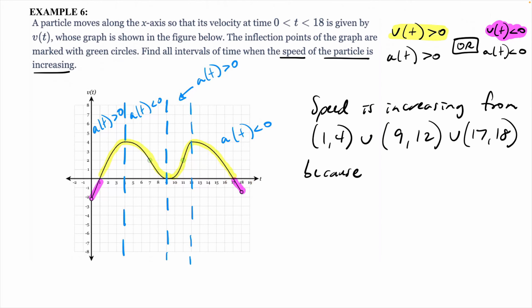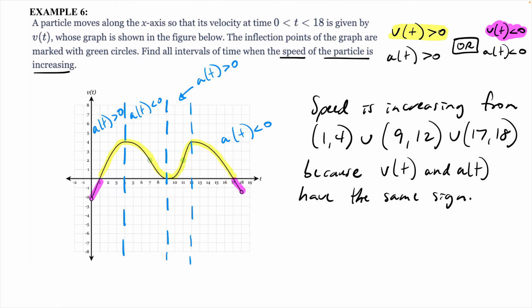Because, how did we know those areas? Because velocity and acceleration have the same sign. Okay, that's how we know both of those, or those three, are correct. Okay. All right.